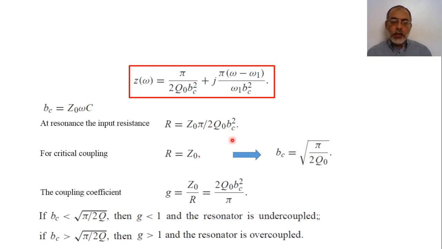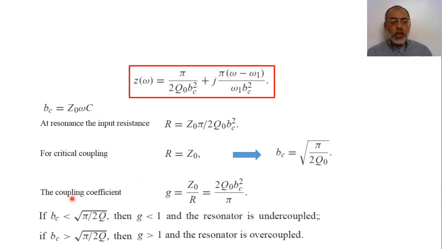This means that this value should equal unity, or in other words, the value of BC, the required coupling, which is Z0 omega C. Actually, the value of C here depends on the spacing between the feeding transmission line and the coupled resonator. So the value of the required BC in this case should equal the square root of pi over 2Q naught, such that this term would be unity.